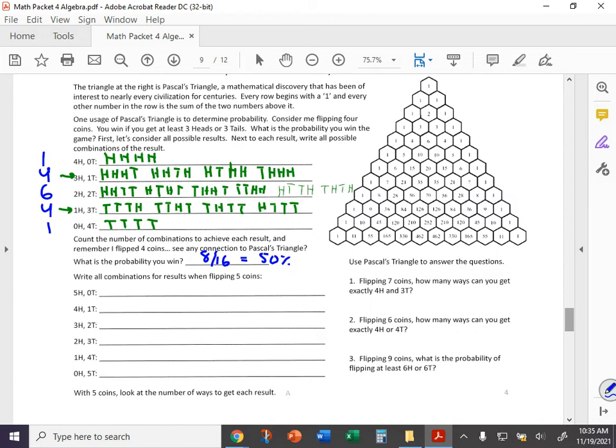Here's what I want you to notice. Where do you see this series of numbers in Pascal's triangle? 1, 4, 6, 4, 1.